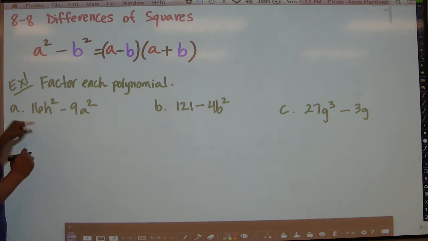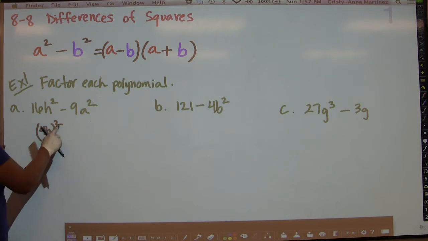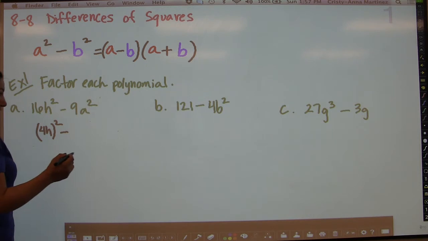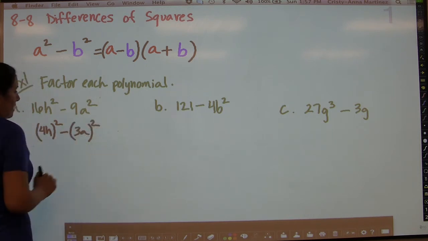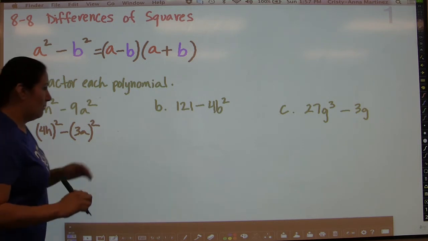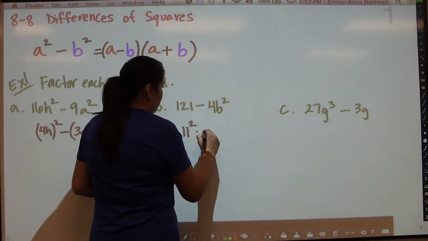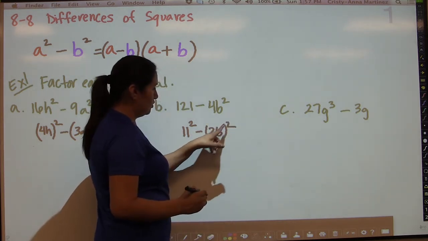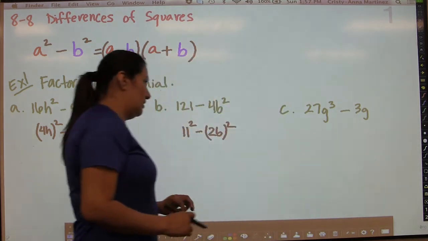It's 4 squared. So I'm going to write 4h quantity squared, which means 4 squared is 16 and then h squared. And I also know that 3 squared is 9, so I'm going to write over here 3a squared. And then over here I'm going to go ahead and do 11 squared minus 2b squared, because 2 squared is 4. And then c I'll leave for a later time.